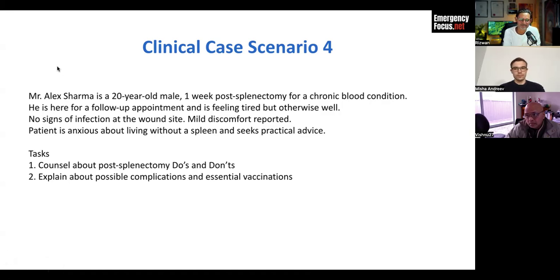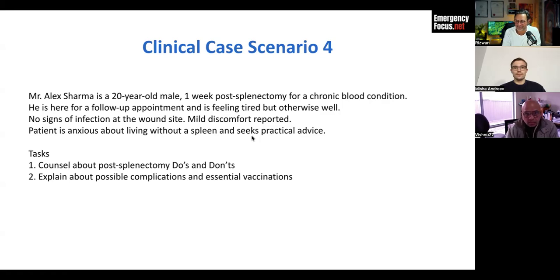So Mr. Alex Sharma is a 20-year-old male, 1 week post-splenectomy for a chronic blood condition. He's here for a follow-up appointment and is feeling tired but otherwise well. There are no signs of infection at the wound site. Mild discomfort has been reported. The patient is anxious about living without a spleen and seeks practical advice.